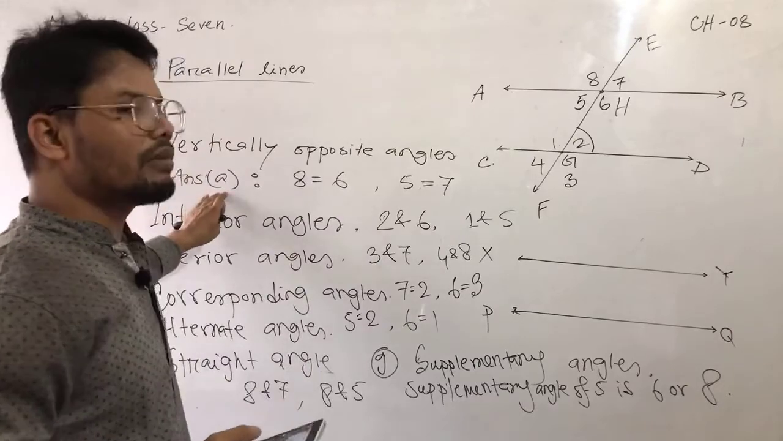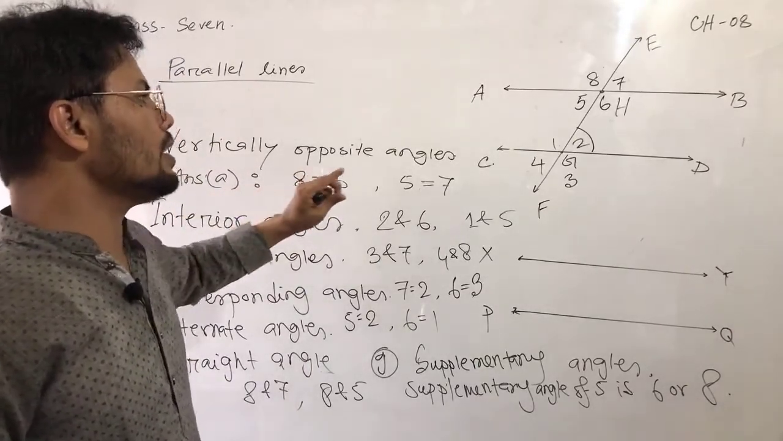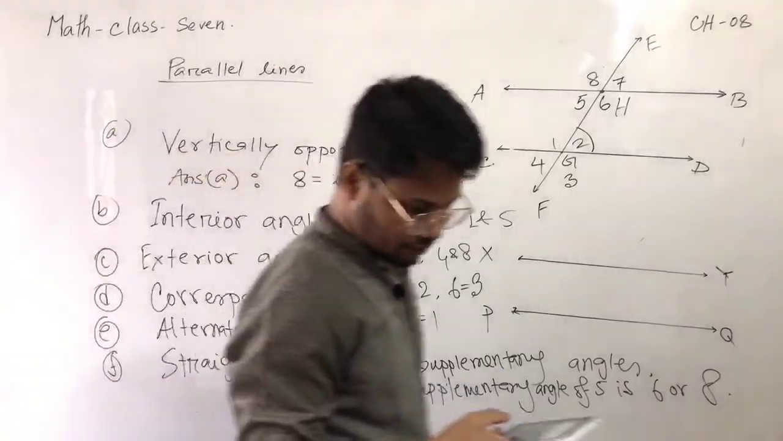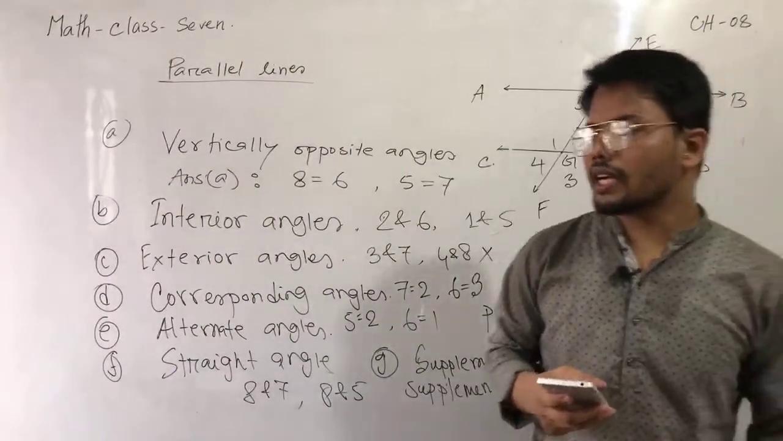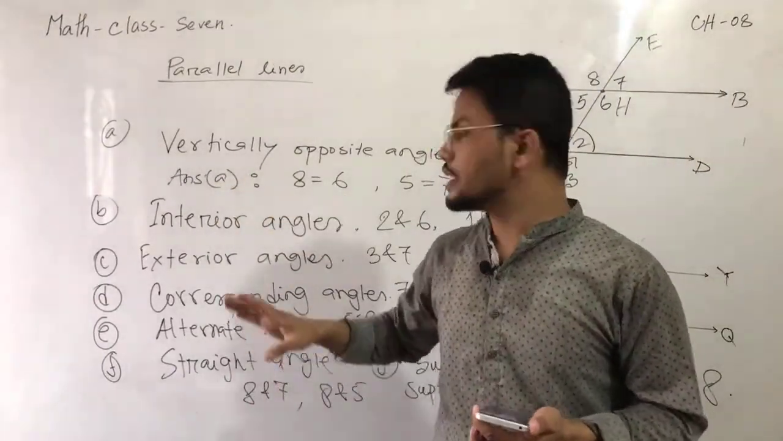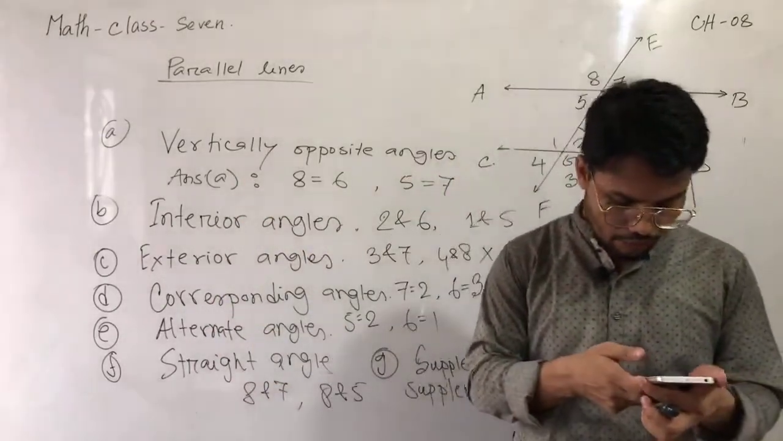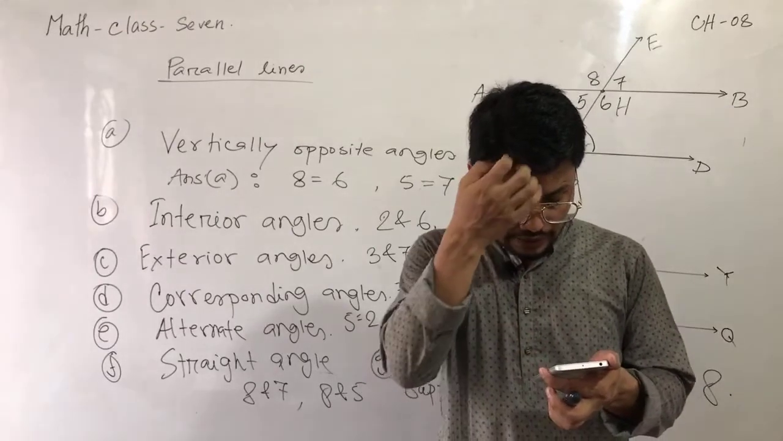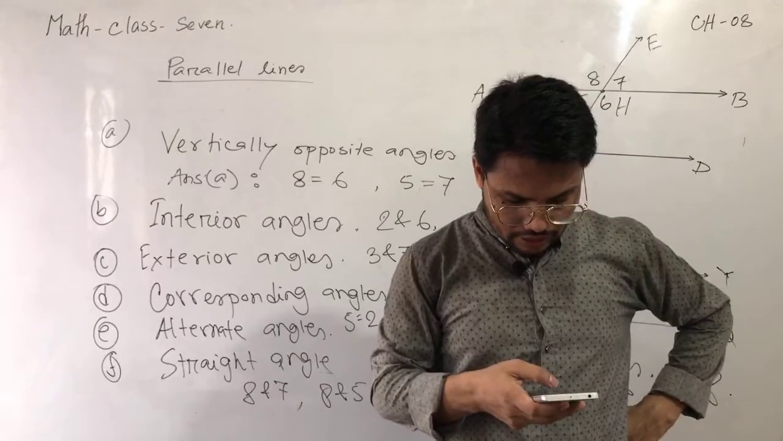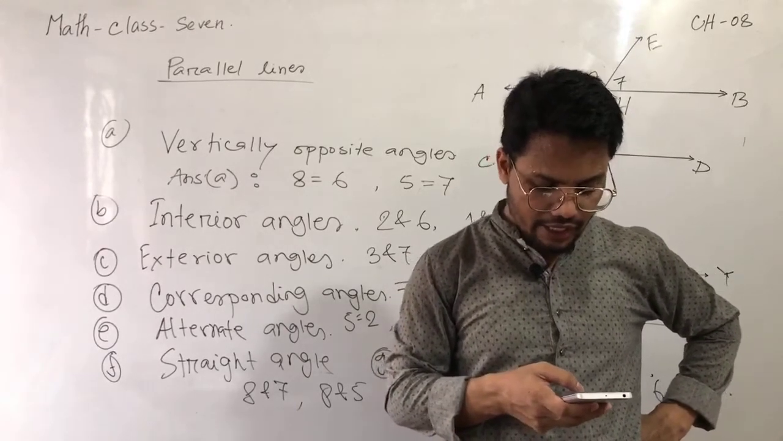Dear students, you can mention like answer A, 5 equals 7, or 2 equals 4. Without mentioning the numbers, I cannot find whether it is related with alternate or interior, exterior. So mention which of these topics is included. Is the chapter definitely chapter 8 related?